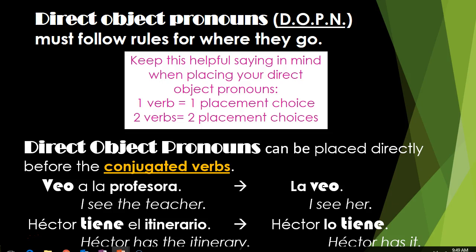"la veo." I see her. Our second example, "Héctor tiene el itinerario." Hector has the itinerary. So you've got to look for your verb. It's has. Then you've got to say whom or what is being had. And it is the itinerary. Notice it's masculine and singular. So we're going to replace that with the word lo. When we rewrite the sentence, we get "Héctor lo tiene." Hector has it.